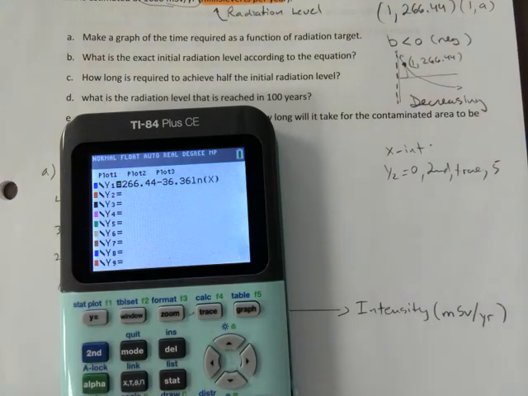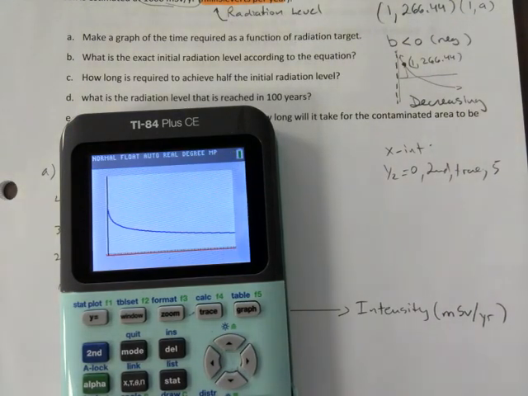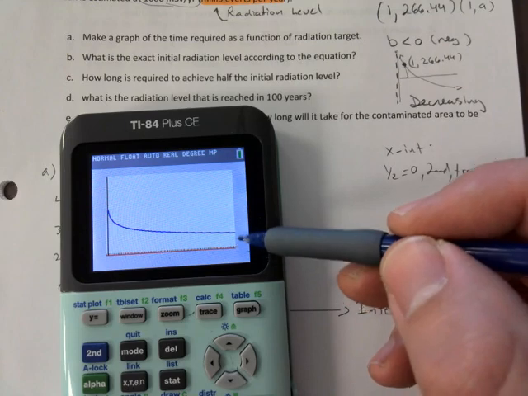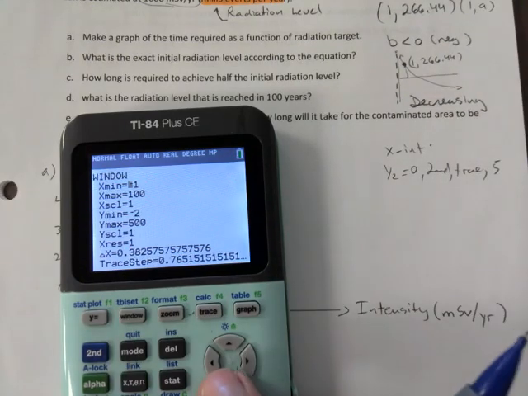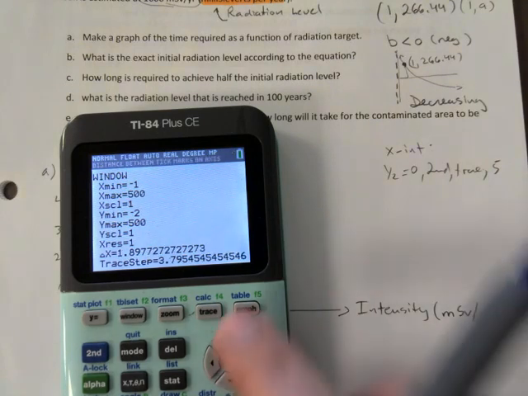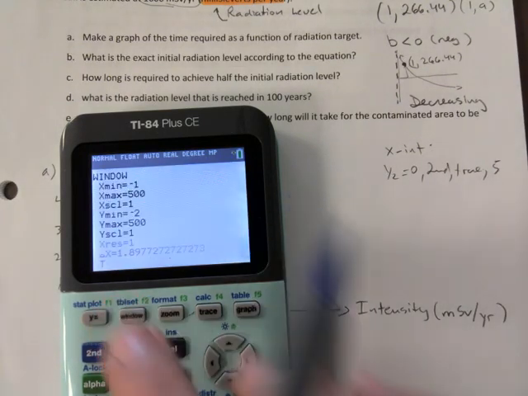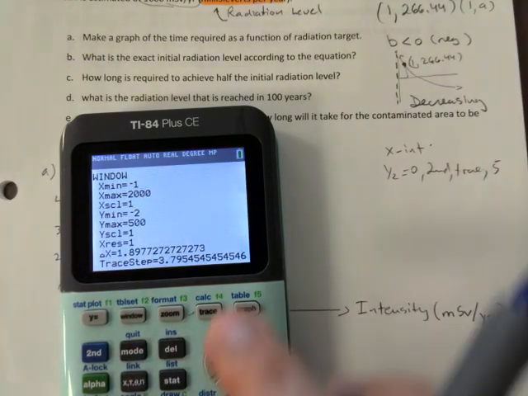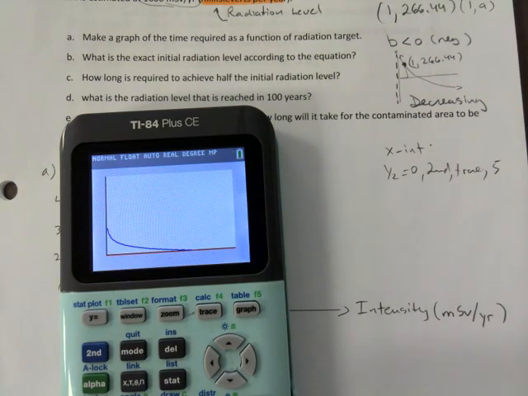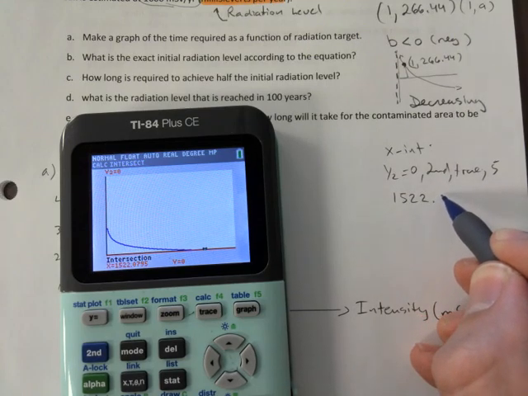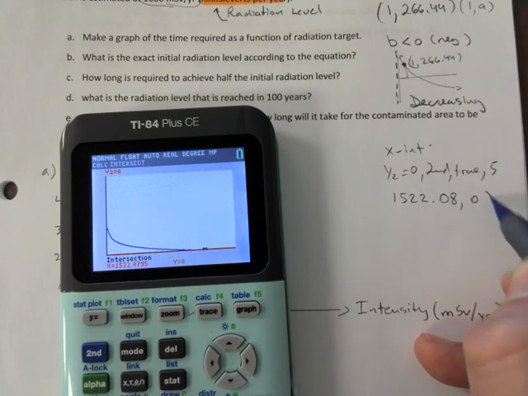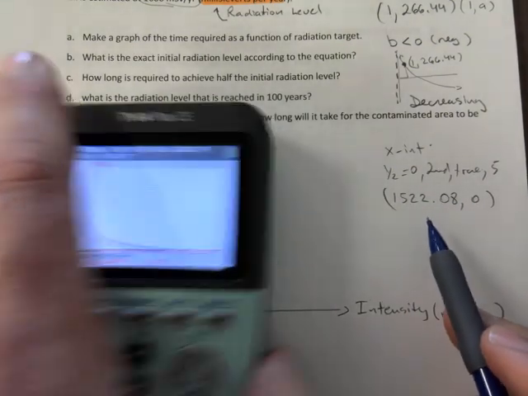And I have a feeling we're going to have to change our window here. See that? They're not even close to meeting here. So I'm going to increase my x max. I'm going to go 500. Go big or go home. Still not. Okay, I'm going to go 2000. Enough of that. There you go. Boom. So that's 1522.08, 0. Okay, so that is my x-intercept.